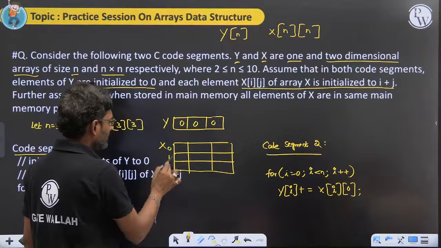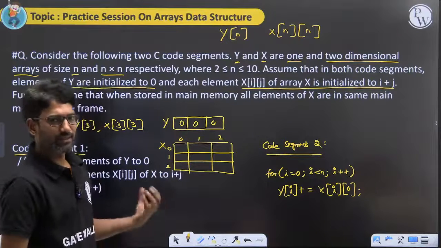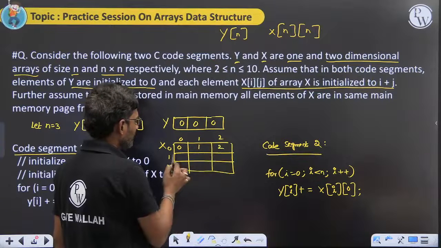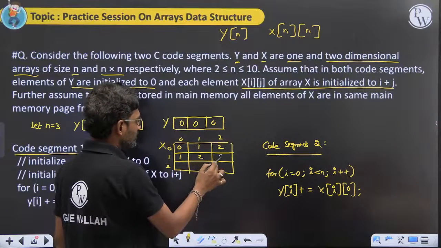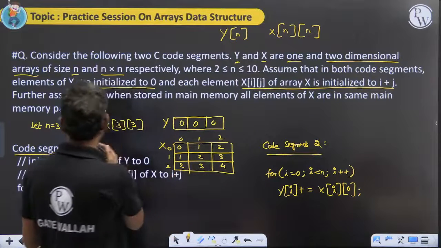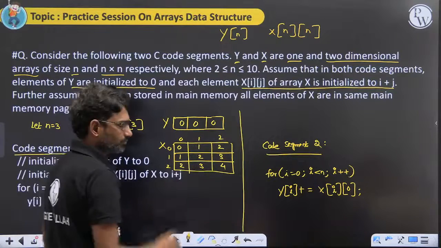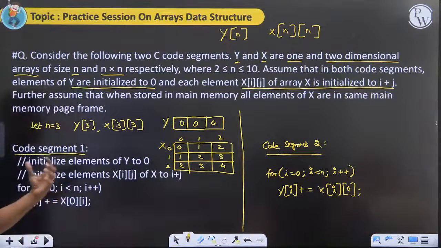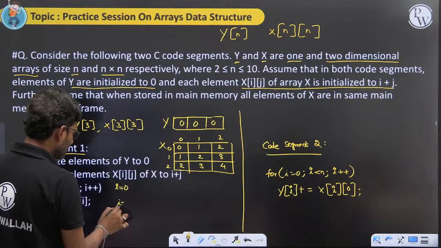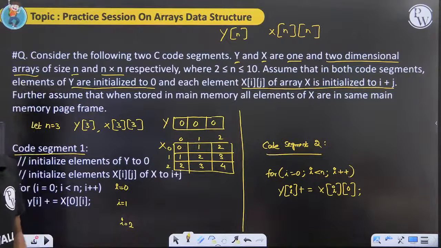Indexing will be from 0. So, we are initializing them to I plus j. 0 plus 0, 0 plus 1, 0 plus 2, 1 plus 0, 1 plus 1, 1 plus 2, 2 plus 0, 2 plus 1, 2 plus 2. Okay, for code segment 1, I am initializing. Now, for I from 0 to n, so when I is equal to 0, when I is equal to 1, when I is equal to 2, 3 times the loop runs.